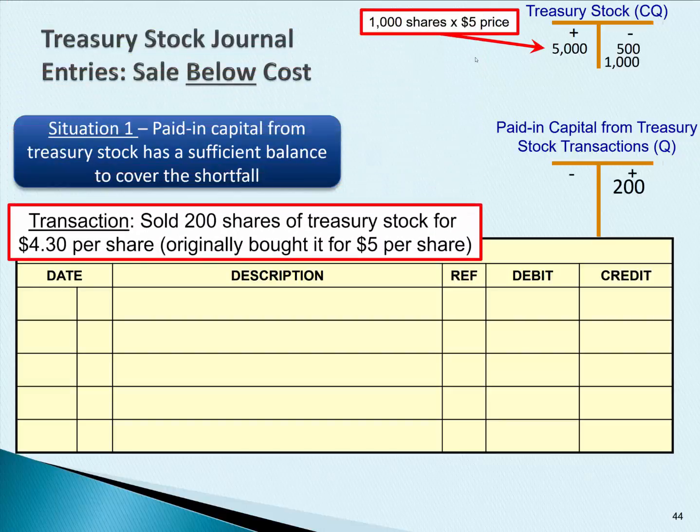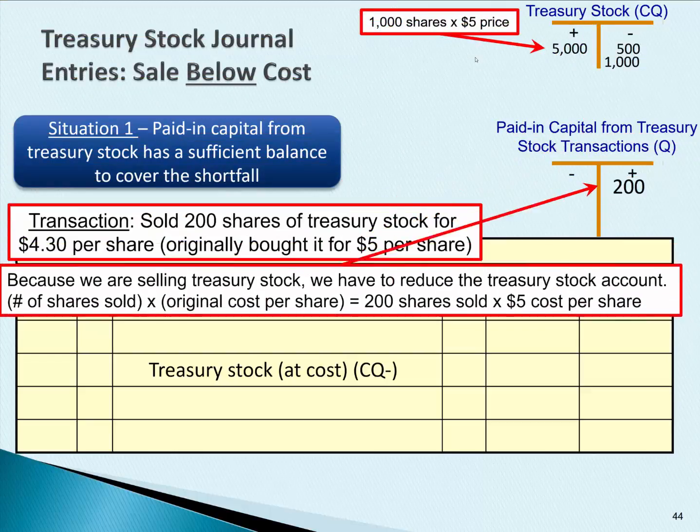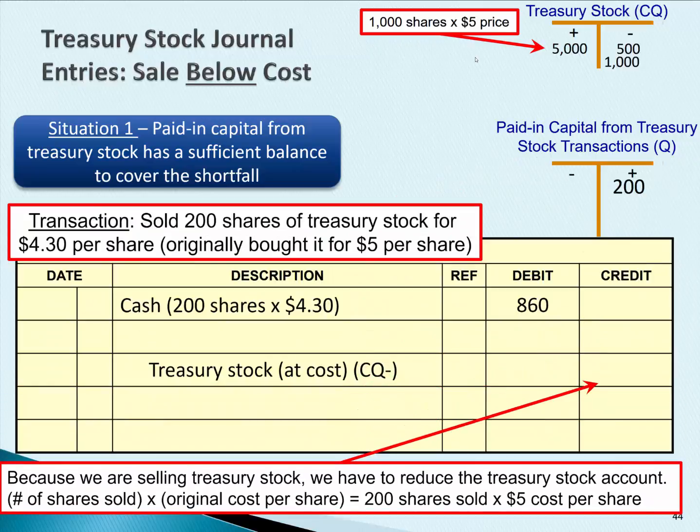So here's a transaction. We're going to sell 200 shares of Treasury stock for $4.30 per share. Originally, we bought it for $5 per share. So let's record cash. Cash is going to be 200 shares times 4.3, so that gives us $860 debit. Now we have to lower the Treasury stock account because we are getting rid of some of the shares. And remember, the Treasury stock always has to be recorded at cost. And the original cost was $5 a share. So the credit amount is going to be 200 shares times $5 per share. So let's post that to the T account also.